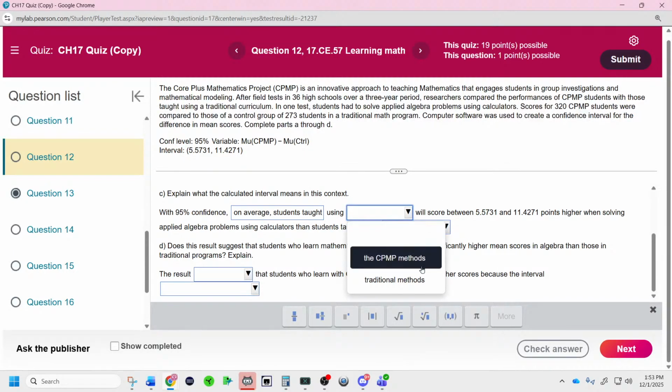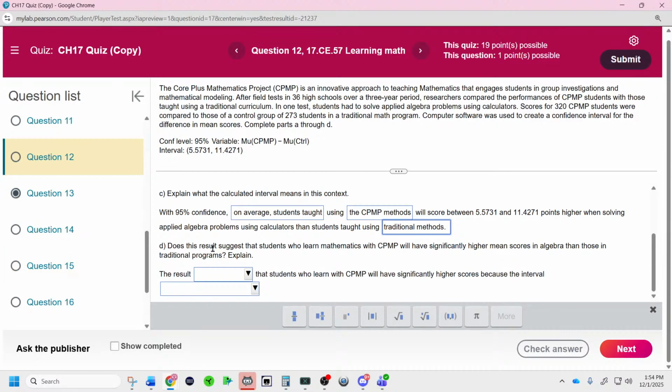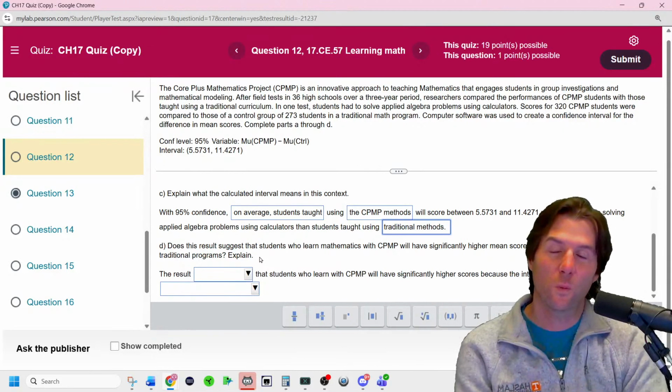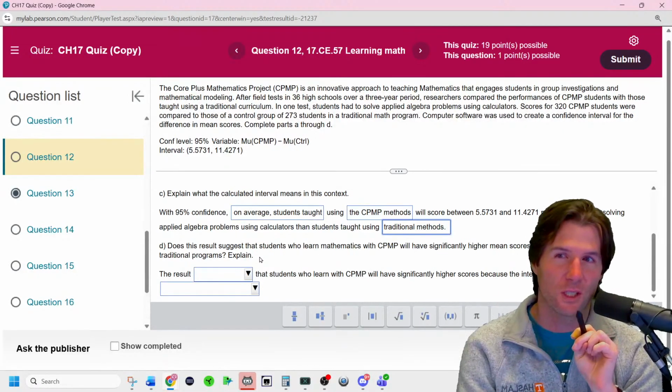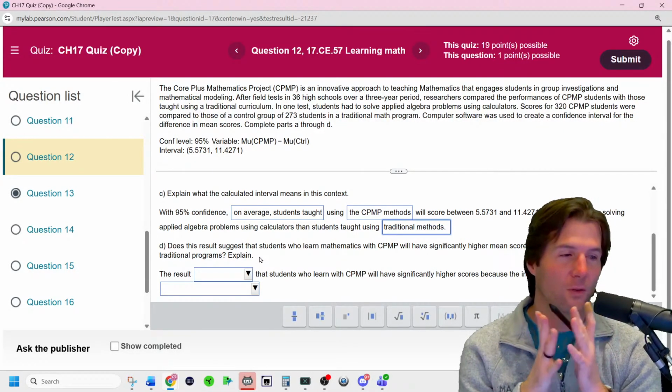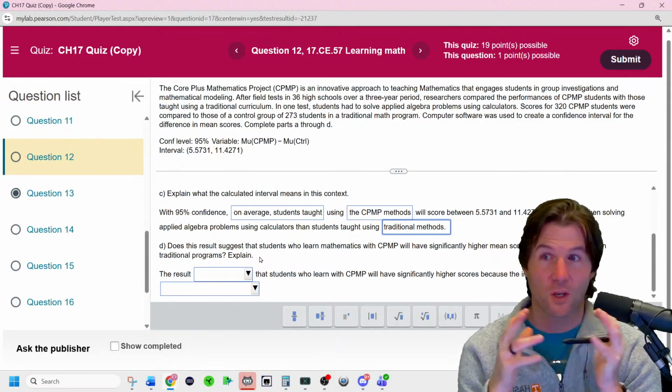So we think that the CPM method is better because the interval is completely positive using the traditional method. That should be right. The results say that students who learn the CPM method have a significantly higher score. What numeric difference would suggest no difference? What mathematical difference would suggest no difference? Like if we saw a difference of what?